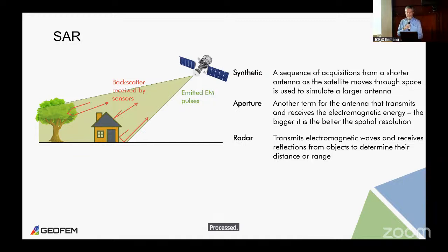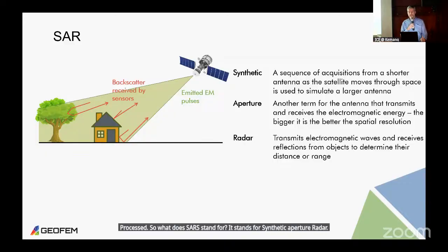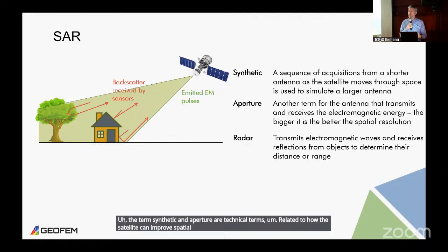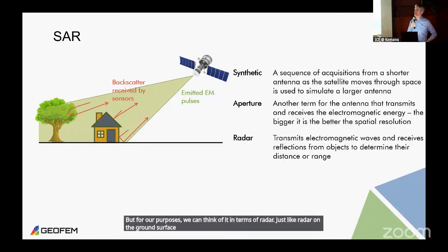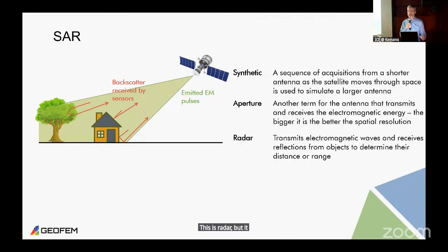So what does SAR stand for? It stands for synthetic aperture radar. The terms synthetic and aperture are technical terms related to how the satellite can improve spatial resolution. But for our purposes, we can think of it in terms of radar, just like radar on the ground surface to detect shipping and aircraft. This is radar, but it's mounted on a satellite.